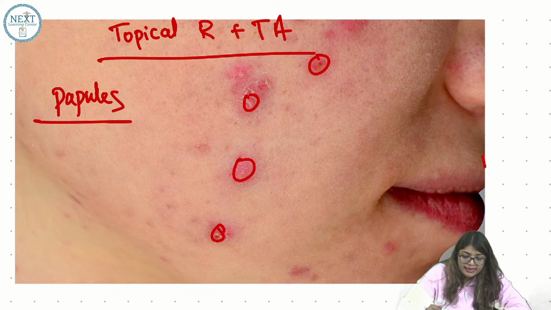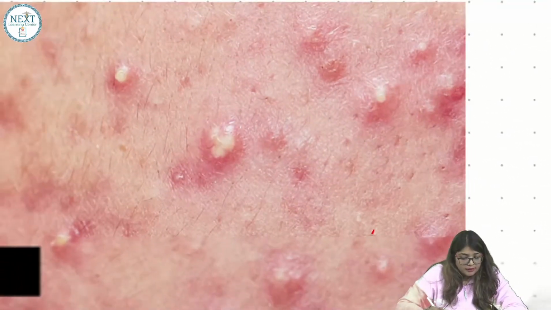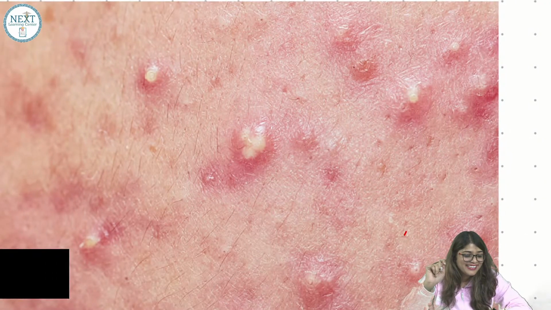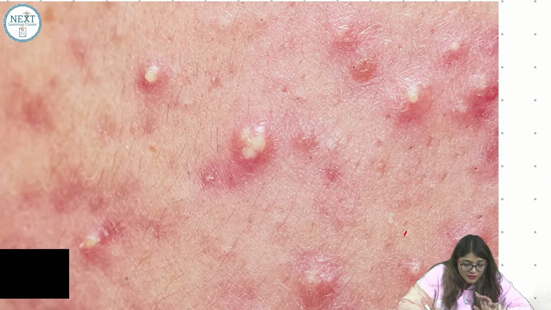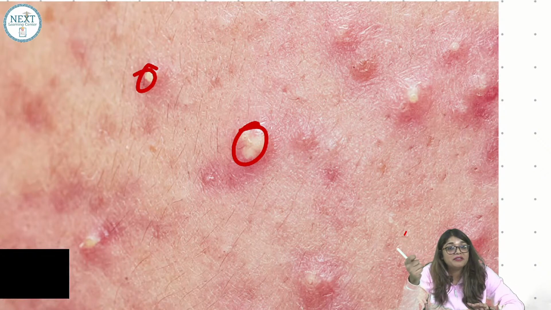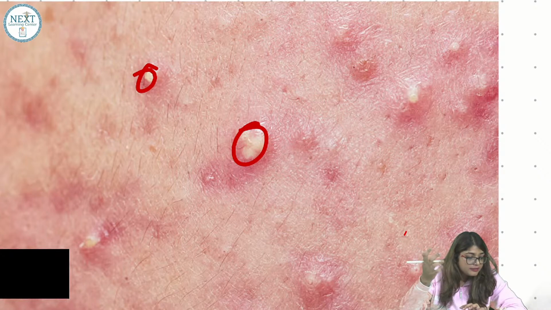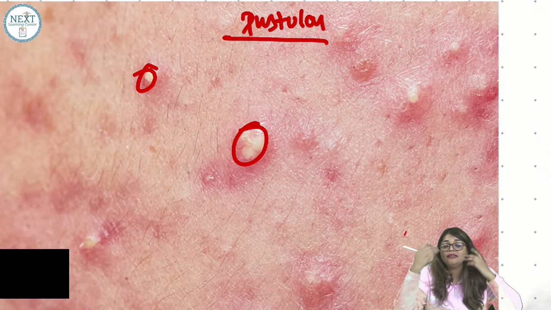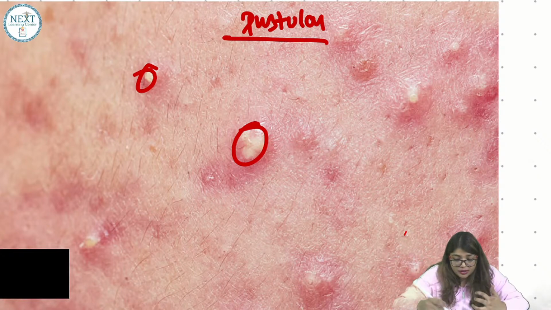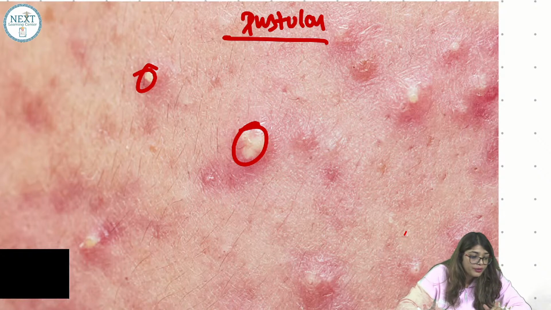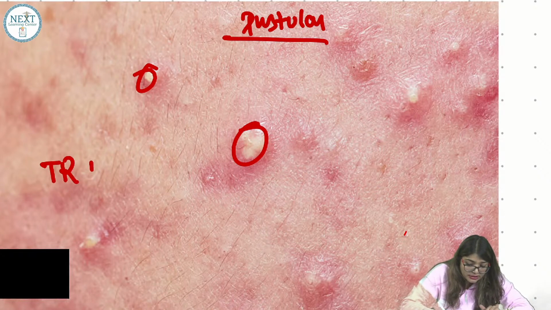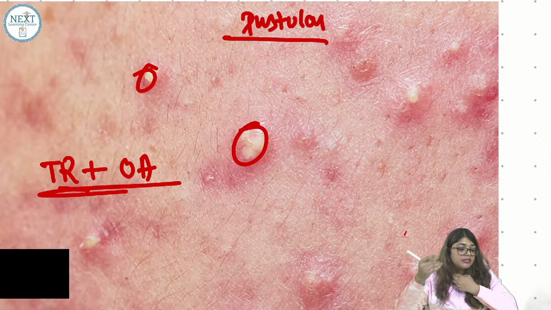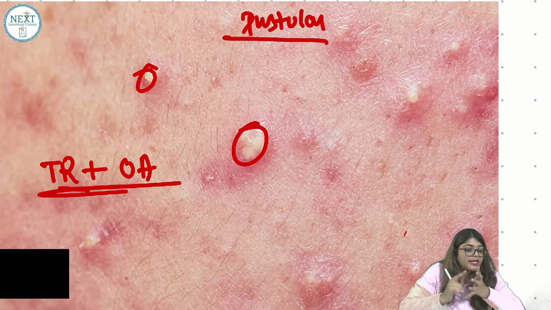Then what about this one? Can you see this is grade 3 acne? And what do you do here? Can you see there is pus in between the lesions? So these are pustular lesions, filled with pus. This is grade 3 acne. So here we give topical retinoids plus oral antibiotics for grade 3 acne.